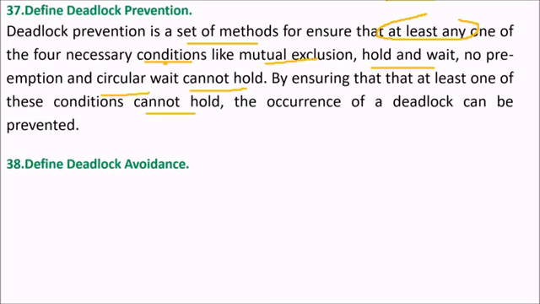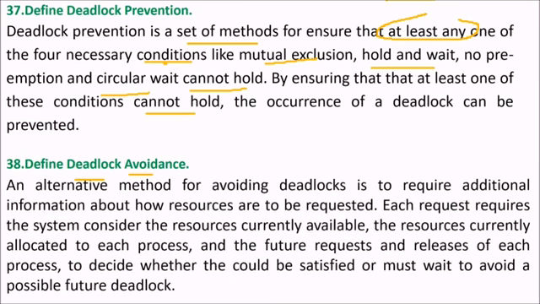Now what is deadlock avoidance? See, this is an alternative method of avoiding deadlocks. This is to require additional information about how resources are to be requested. Each request requires the system to consider the resources currently available, the resources currently allocated to each process, and the future requests. A process would intimate what resources it is going to use and release, to decide whether this request could be satisfied or it must wait to avoid a future deadlock.